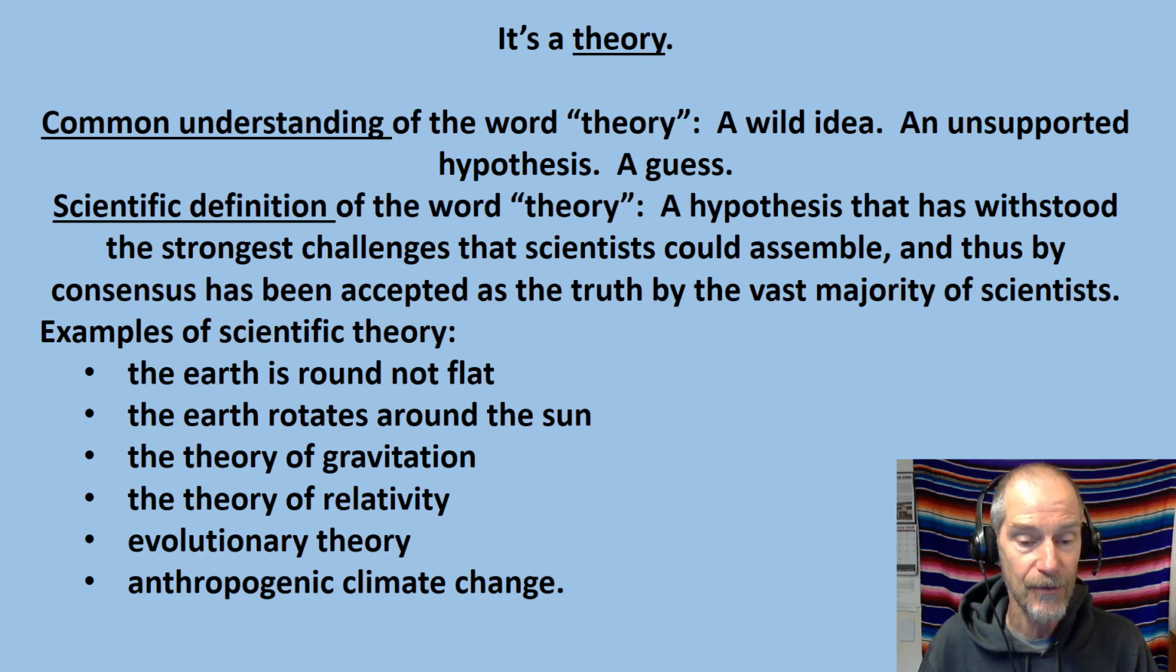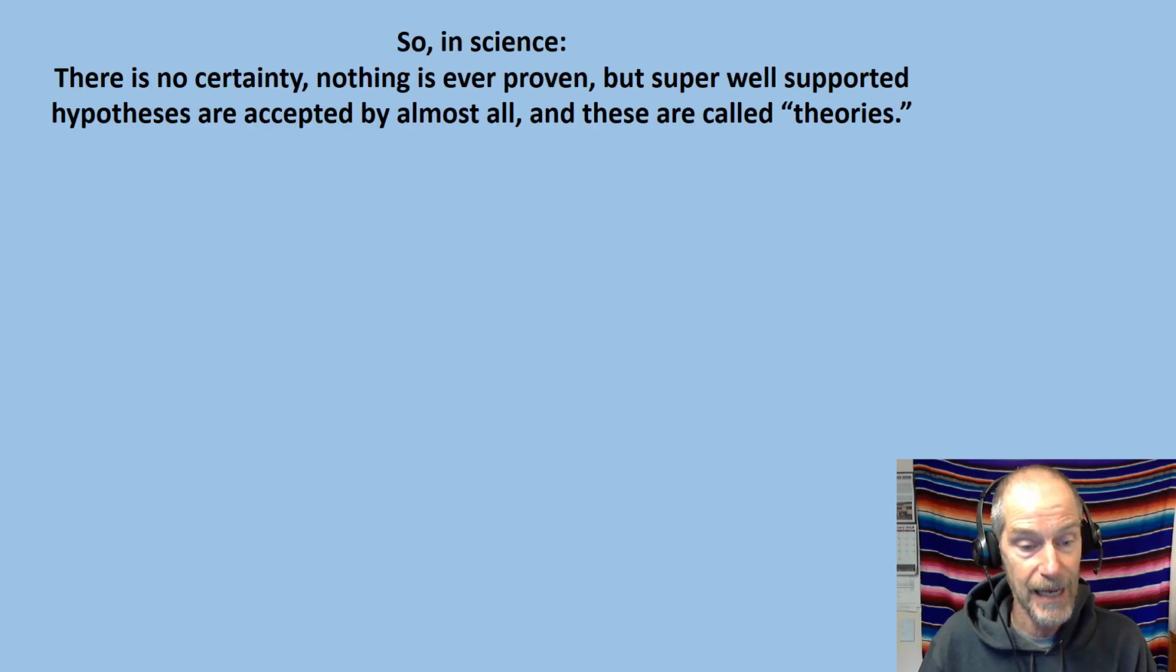Evolutionary theories I talked about before, and anthropogenic climate change. I threw those last two in there because they remain somewhat controversial today. There's not much controversy over the shape of the Earth. It is not flat. But I'll just let you know from my point of view as a practicing scientist of many decades, the evolutionary theory and anthropogenic climate change are very strongly supported by the vast majority of experiments, and the vast majority of scientists accept them as a theory.